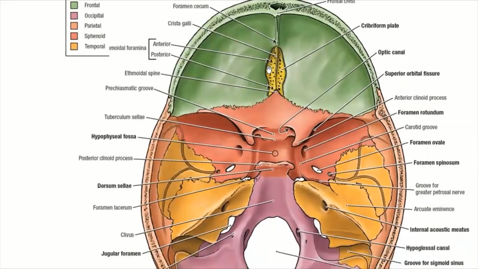This is the ethmoidal bone, these are the lesser wings of the sphenoid, and this is the body of the sphenoid. This structure is the prechiasmatic sulcus, or prechiasmatic groove, whose anterior boundary is formed by the sphenoidal limbus. This is the sphenoidal crest, formed by the lesser wing of the sphenoid, and this is the sphenoidal limbus, forming the anterior boundary of the prechiasmatic groove.